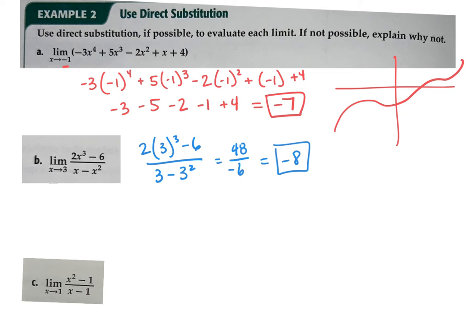All right, so let's plug it in. 1 squared minus 1 over 1 minus 1. What's the problem? It's a 0. So this particular one cannot be solved by direct substitution, all right? There is another method we're going to use.